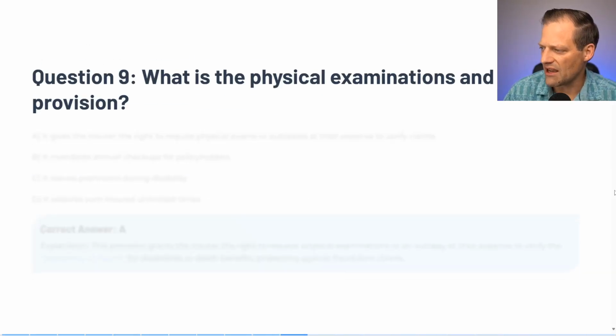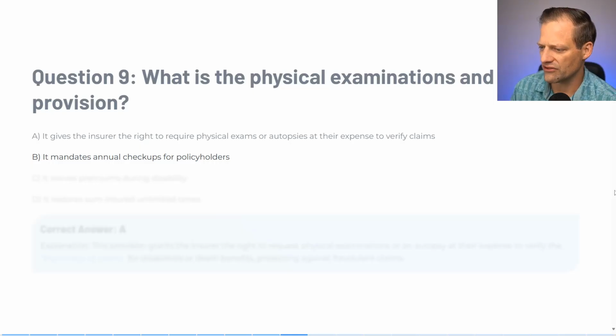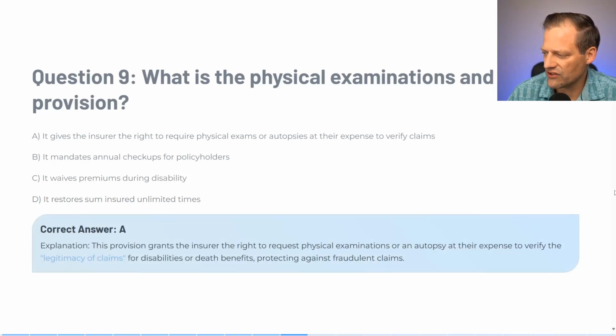Question 9, what is the physical examinations and autopsy provision? It gives A, the insurer the right to require physical exams or autopsies at their expense to verify claims. B, it mandates annual checkups for policyholders. C, it waives premiums during disability. Or D, it restores someone insured unlimited times. So the correct answer is A. And basically the idea behind this is that when somebody passes away and there needs to be a verification of claims of some sort, or they're still alive and there's a claim, a physical or an autopsy at their expense is for legitimacy of claims in order to protect against fraudulent claims.